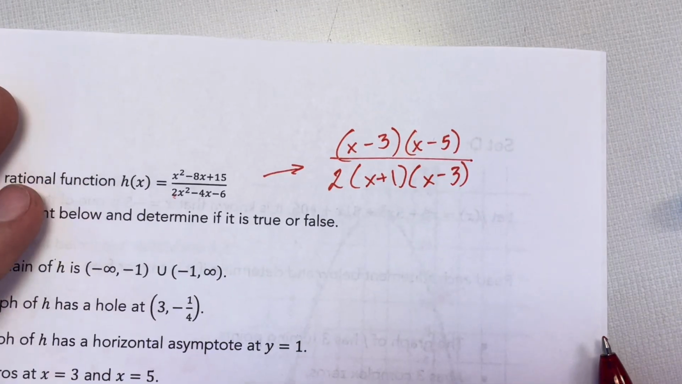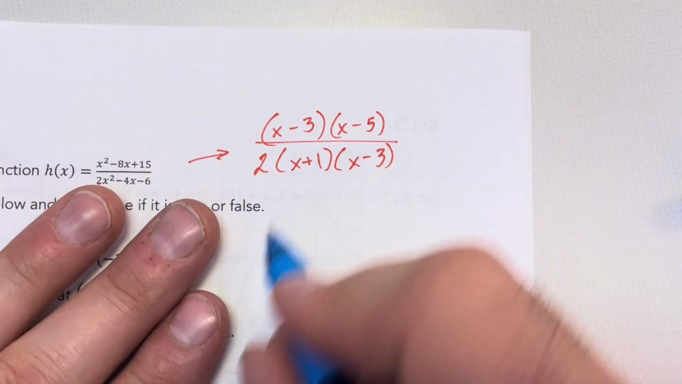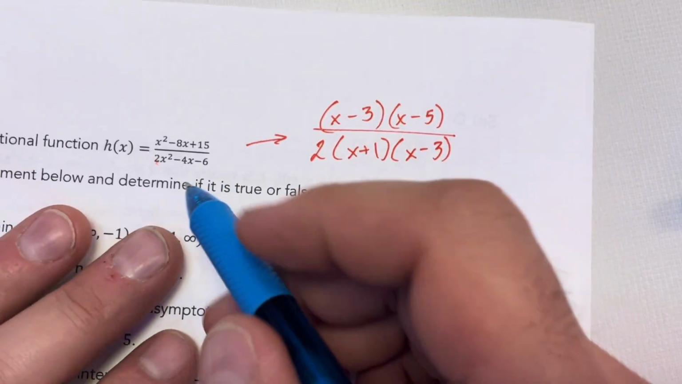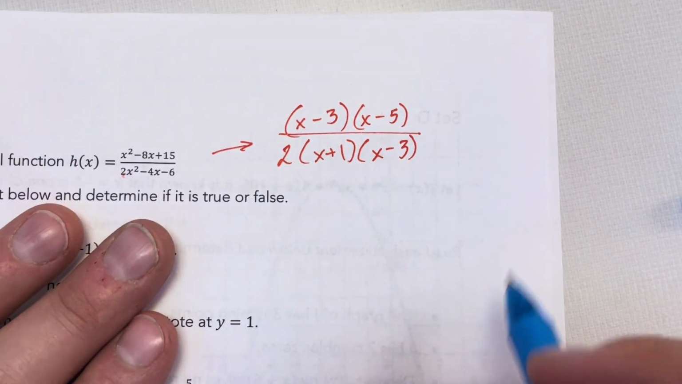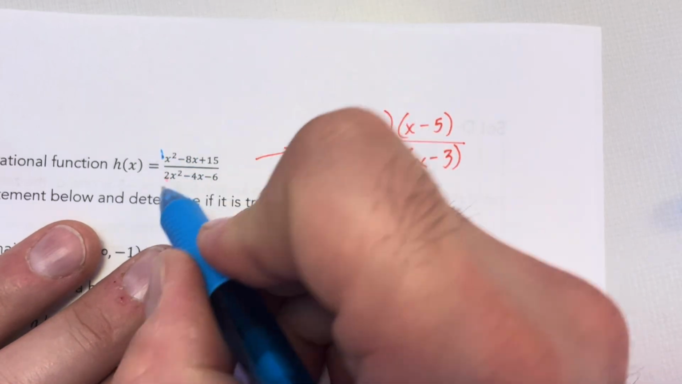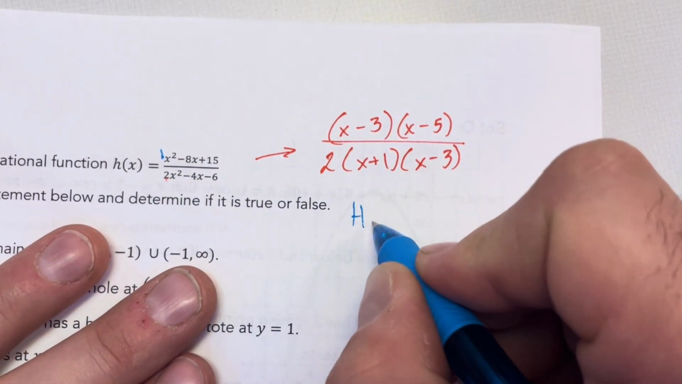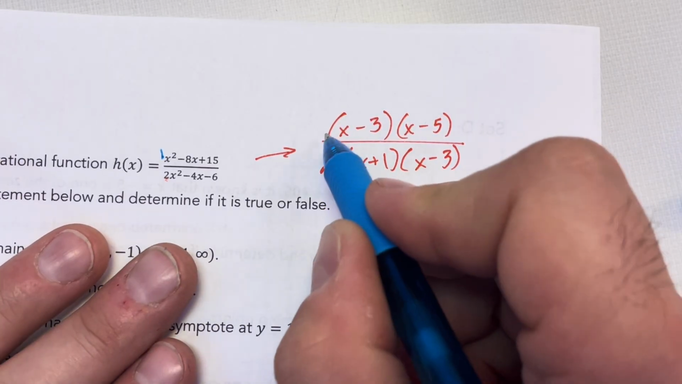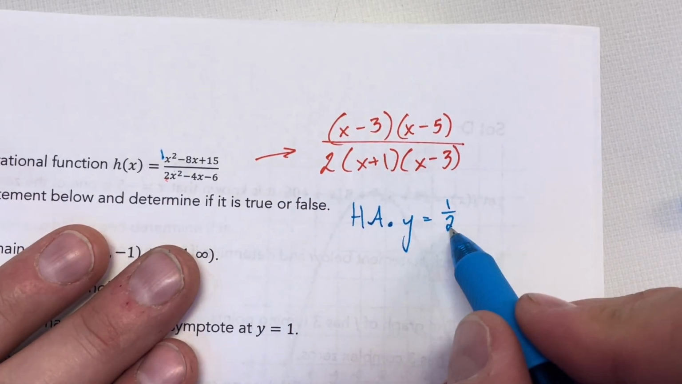Before looking at this, let's talk about what we do know. The degrees are the same on the top and the bottom. So what does that mean about horizontal asymptotes? Since the degrees are the same, we look at the ratio of the leading coefficients, which was a 1 and a 2, so the horizontal asymptote will be at y equals 1/2.